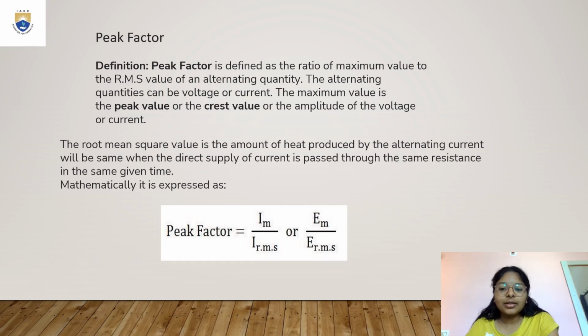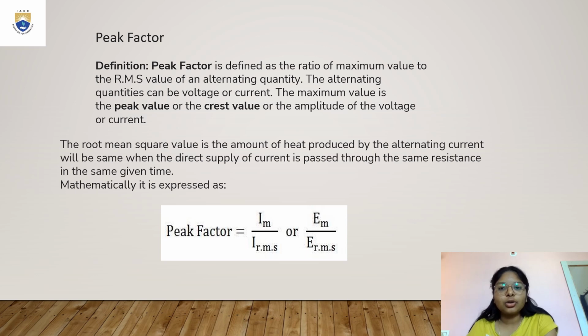Now we have completed some information about form factor. Now we are discussing peak factor. Definition: peak factor is defined as the ratio of maximum value to the RMS value of an alternating quantity. The alternating quantities can be voltage or current.